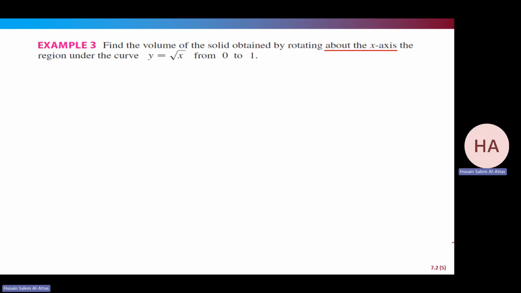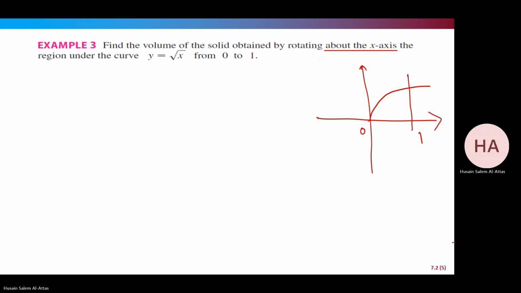Find the volume of the solid obtained by rotating about the x-axis the region under this curve. So we'll start with the graph. This is square root of x. I want it from 0 to 1. And this is my axis of revolution.